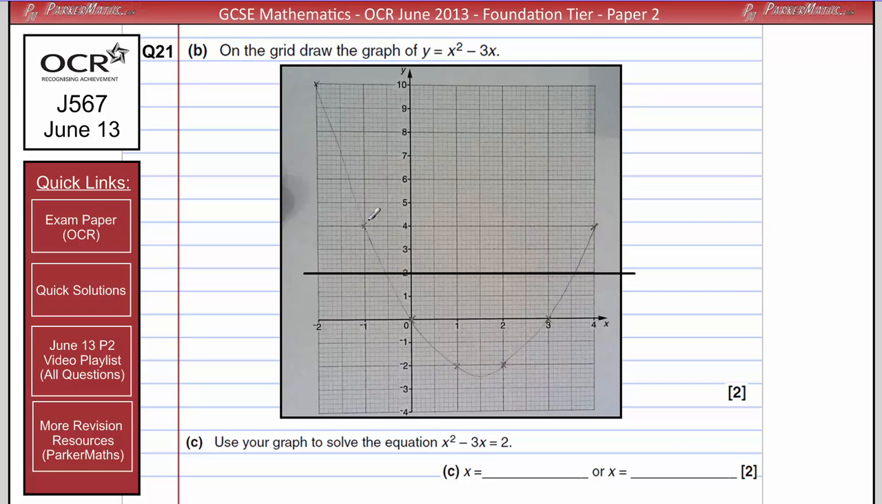Now, your curve will be slightly different to mine. Hopefully it'll be better. So your points may be slightly different to what I've got. But as long as they're within a certain tolerance, that's okay. So I would say the one here is at minus 0.6. And I would say the one here is at 3.6.